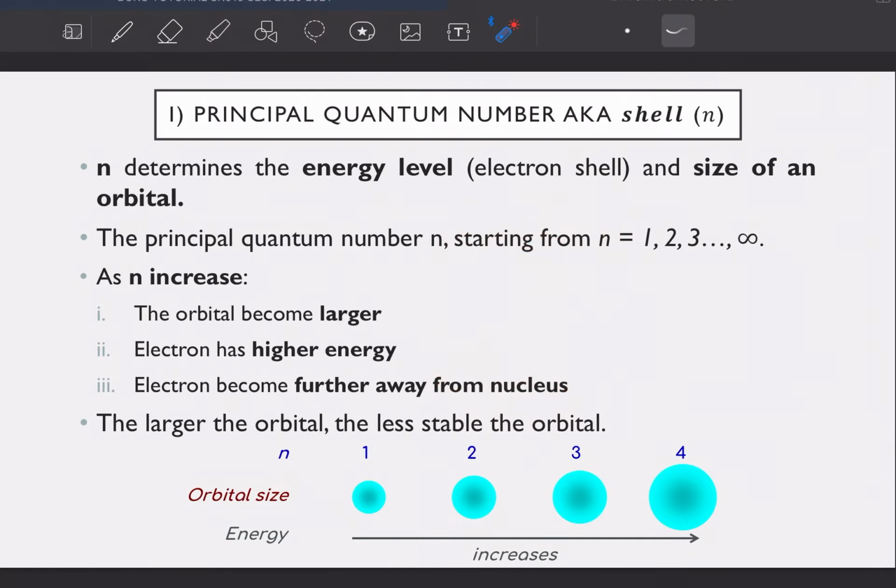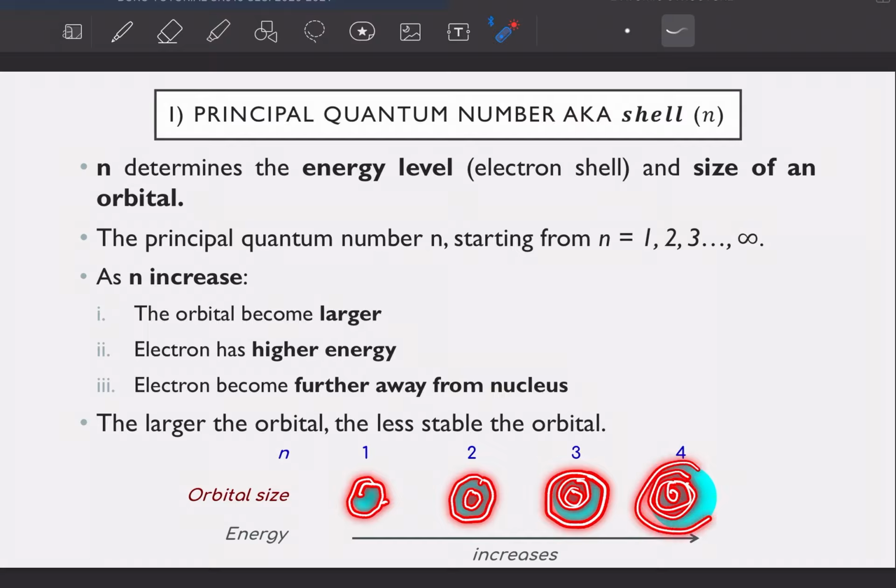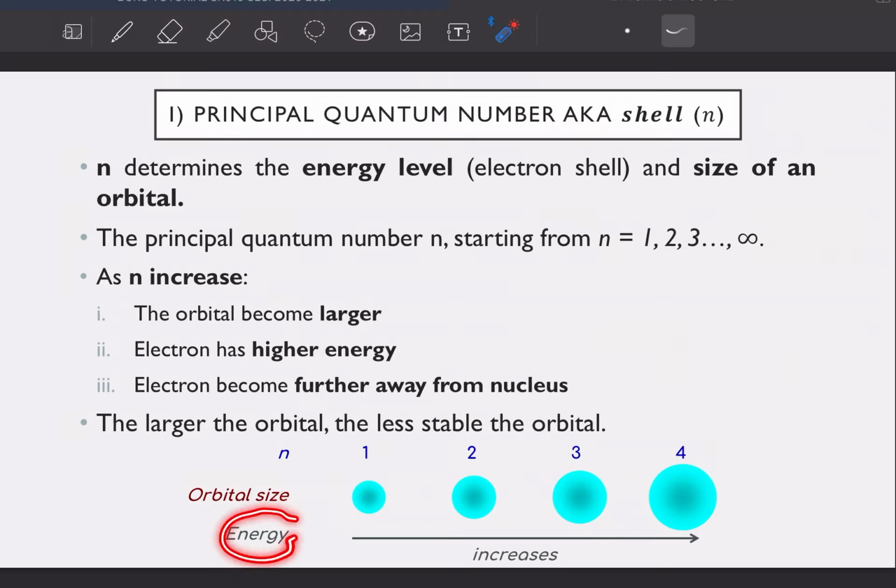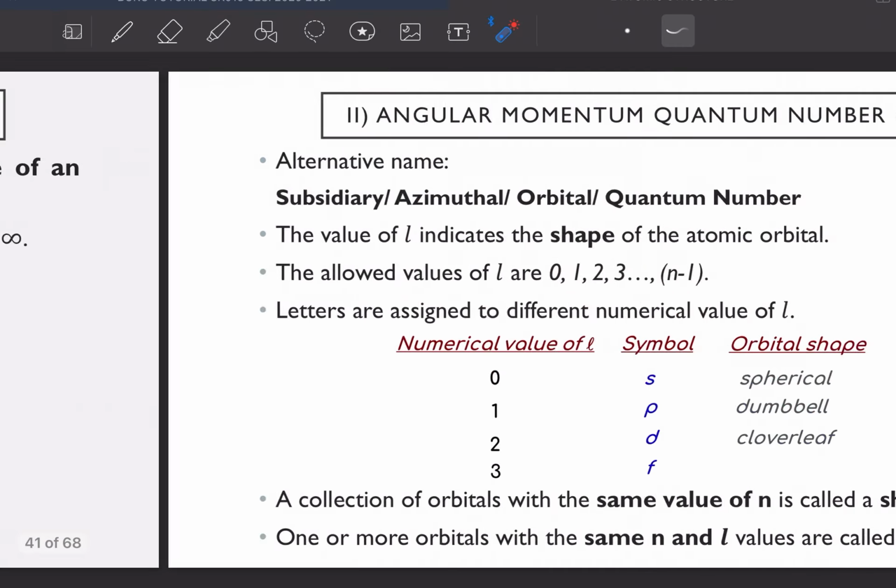Okay, so the larger the orbital, the less stable the orbital, the less stable the electron actually. Let's say if you have the first shell, n equals 1, this is the orbital size. When you have n equals 2, the orbital size will increase and so on. It will increase because you add more shells. At the same time, your energy will also increase, the energy of your electron.